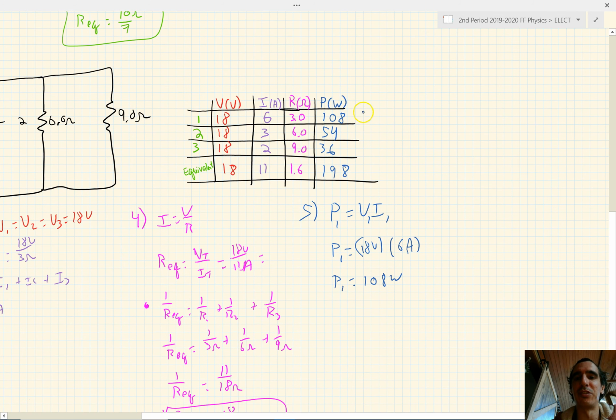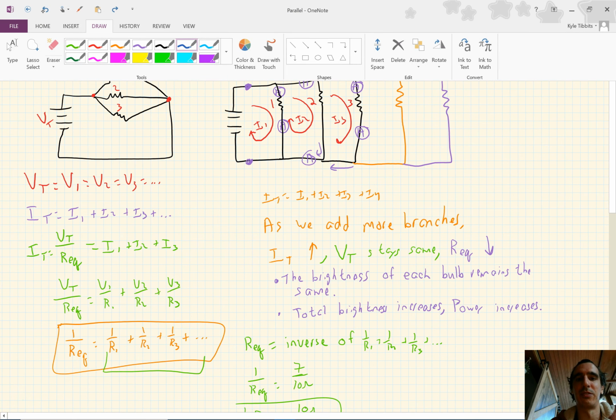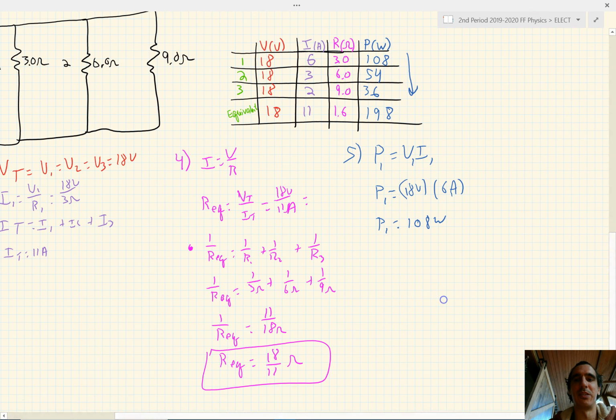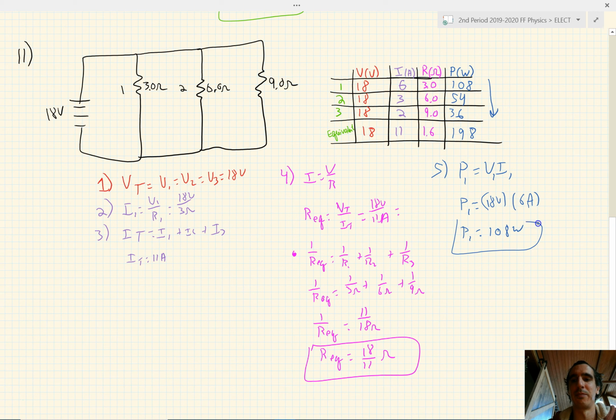The fact that they're diminishing has nothing to do with the order of the resistors. It just has to do with the combination of the potential difference as well as the current through each of those individuals.